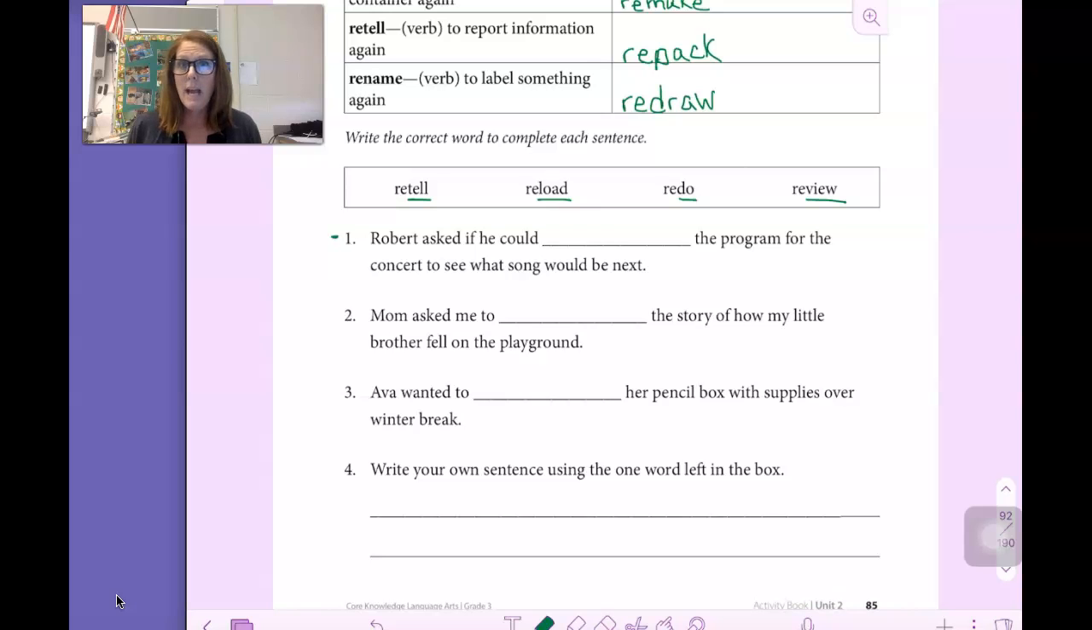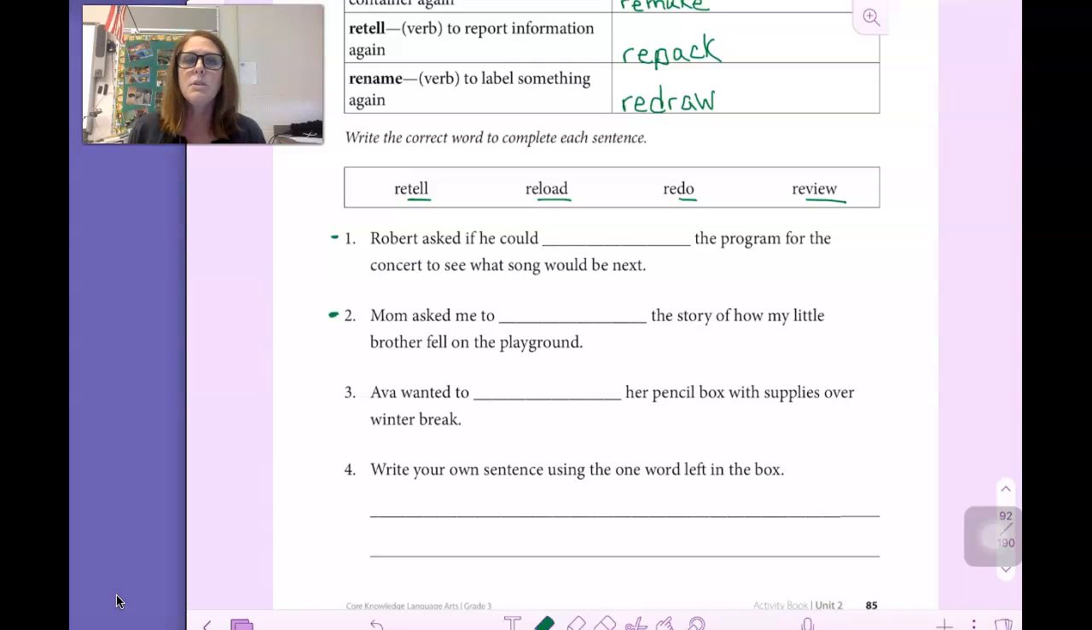The best way to do that is to use each word in the sentence. Robert asked if he could retell the program for the concert to see what song would be next. Robert asked if he could reload the program. Robert asked if he could redo the program for the concert to see what song would be next. Does he want to do the program again? Robert asked if he could review the program for the concert to see what song would be next. Then you're going to check off whichever word you use.